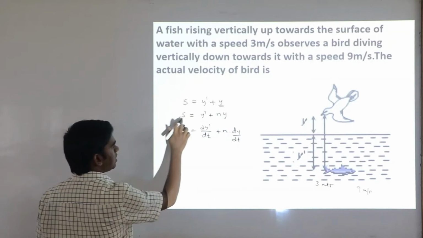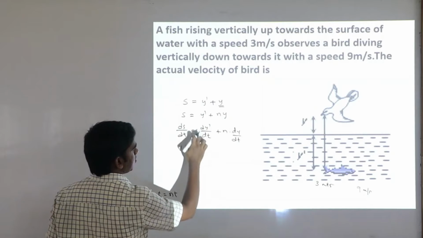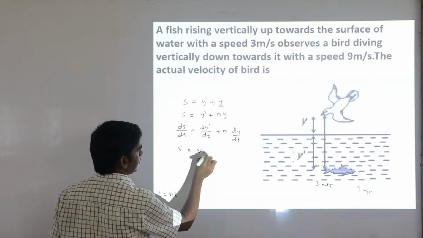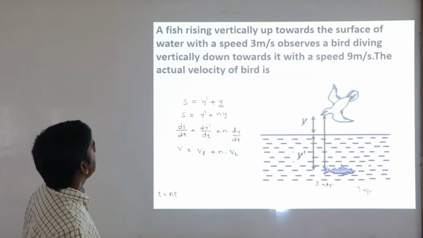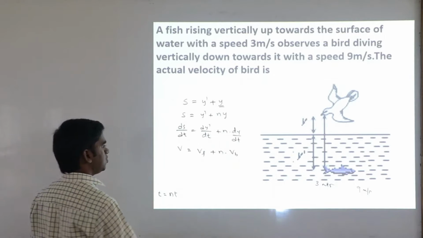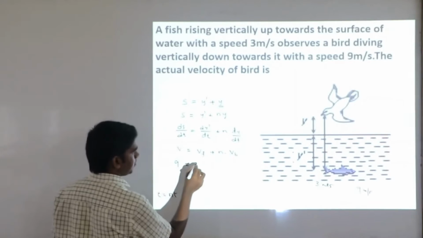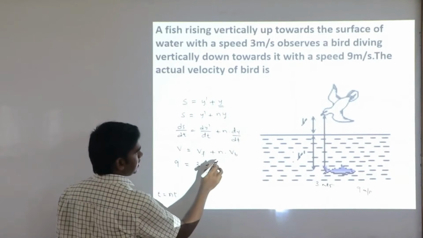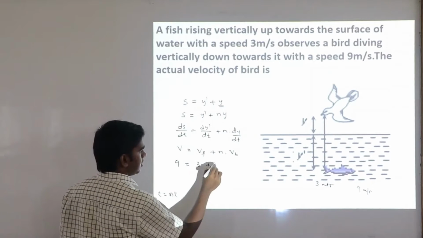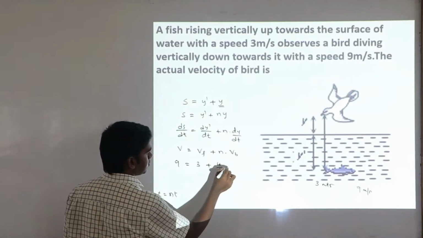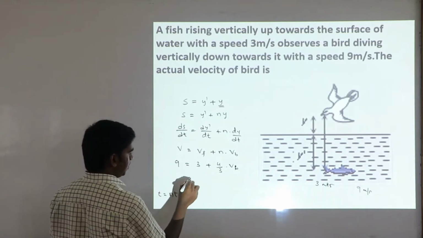So this is the relative velocity. Relative velocity v equals the velocity of fish plus n into the velocity of bird. They are asking for the actual velocity of the bird, so we want vb. The relative velocity is 9 meters per second, which equals 3 plus n into vb. The n for water is 1.33, which I can write as 4 by 3, so into vb.